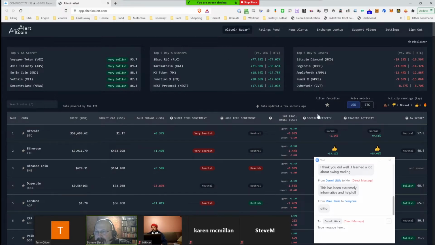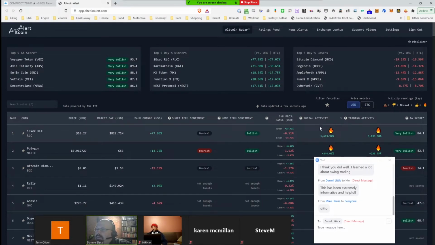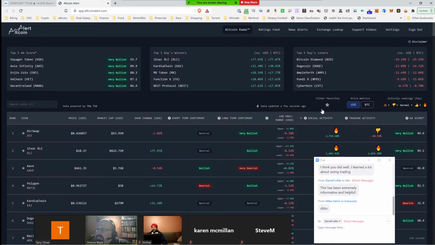You can sort by social activity. If I have no idea of what to trade, I can sort by trading activity, which is usually volume, or social activity. Then I'll go and look at that chart and see if there's some sort of interesting setup there, like if it's near a swing setup. Then I also did some testing, comparing short-term and long-term sentiment.